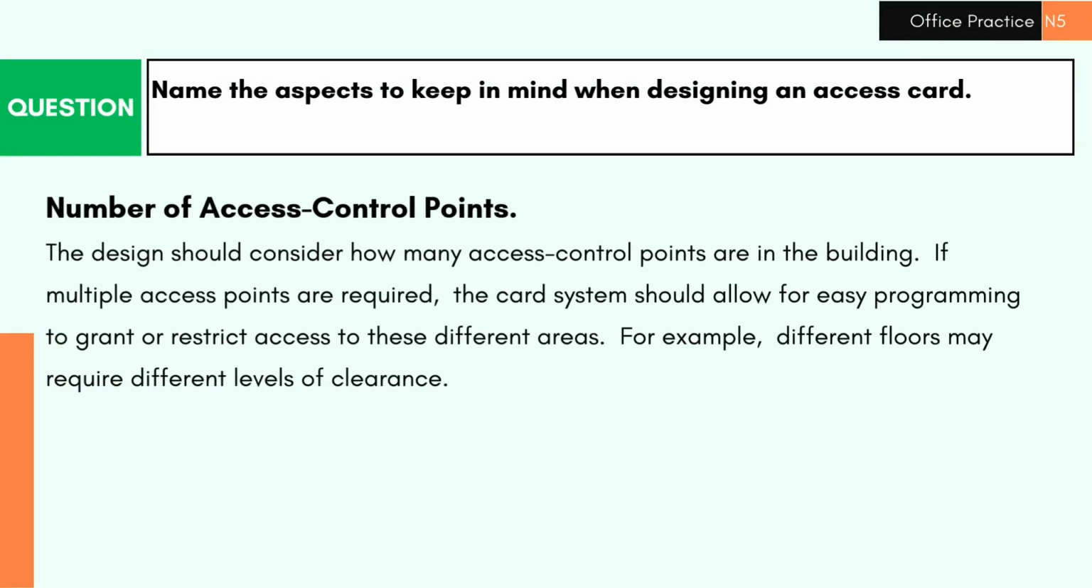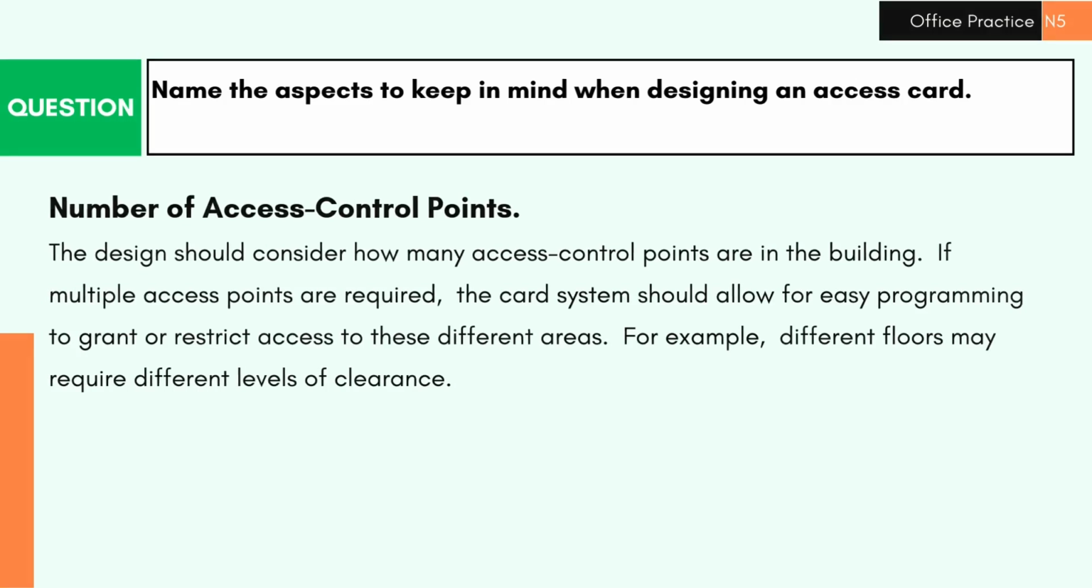6. Number of access control points. The design should consider how many access control points are in the building. If multiple access points are required, the card system should allow for easy programming to grant or restrict access to these different areas. For example, different floors may require different levels of clearance.